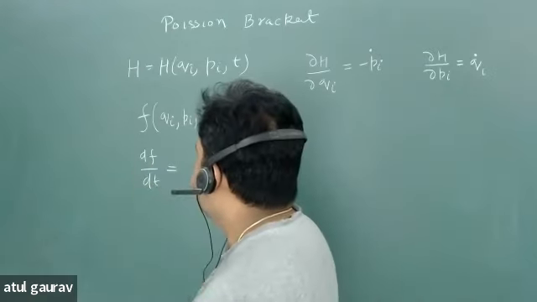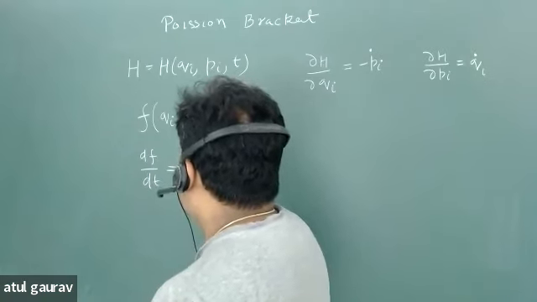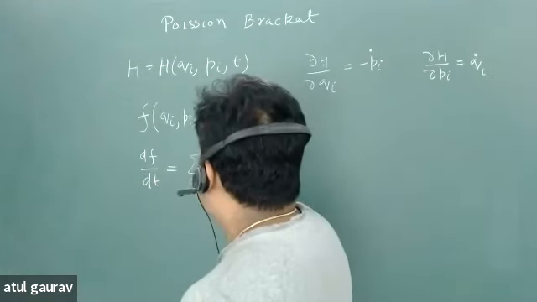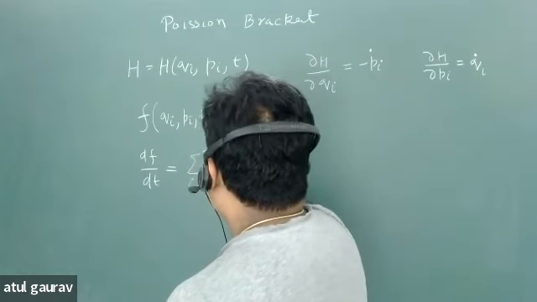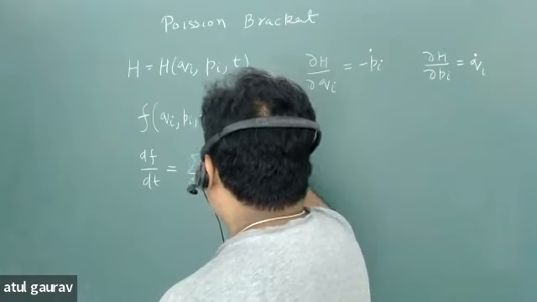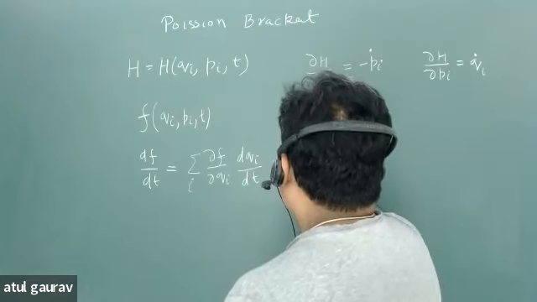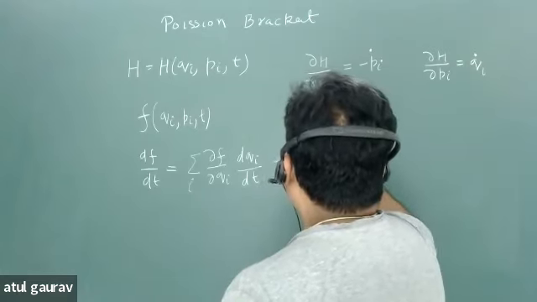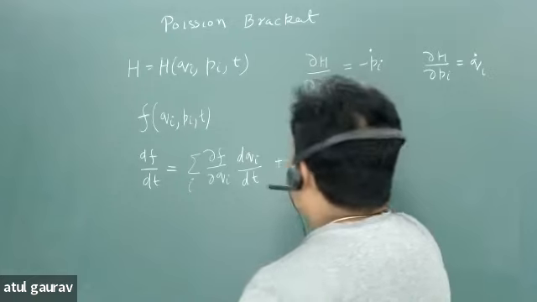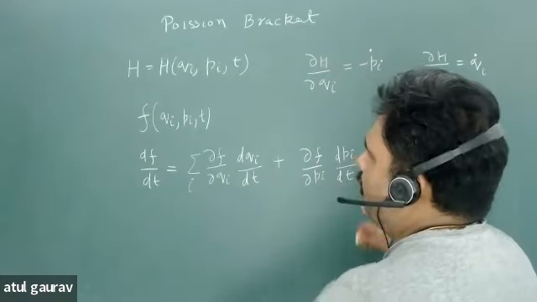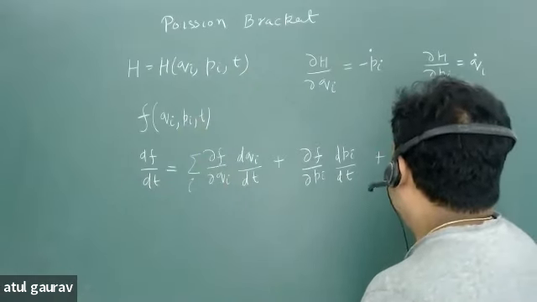Now, if we are just trying to find this df upon dt, then what will happen? Obviously, there is more than one generalized coordinate. So I can just go for del f upon del qi times dqi upon dt, plus del f upon del pi times dpi upon dt, and obviously f may be an explicit function of time, so you can have del f upon del t.